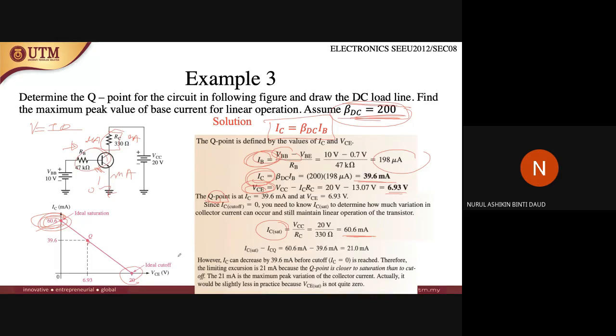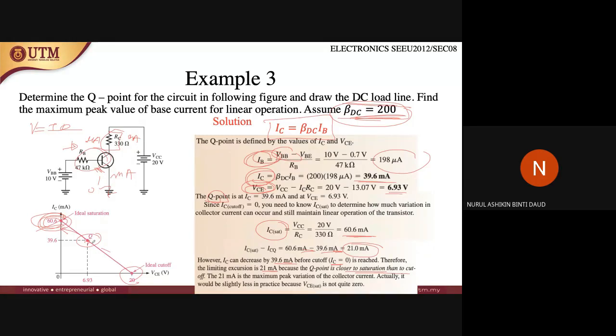Next, how to get the value for cutoff? It is 60.6 minus 39.6, which gives around 21 milliamps, nearer to 20. However, IC can decrease by 39.6 milliamps before cutoff, which is IC equals 0. Therefore, the limiting excursion is 21 milliamps, because the Q point is closer to saturation than to cutoff.